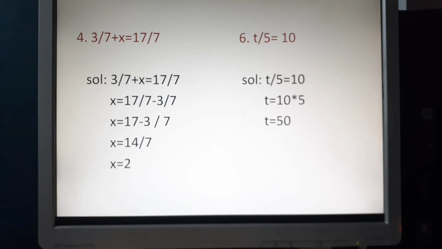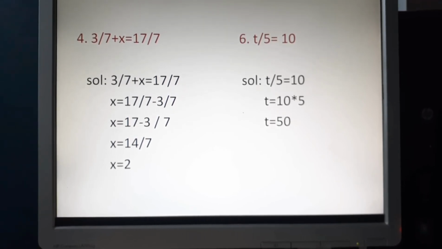If you want to check the answer, put t is equal to 50 in the left hand side of the equation. 50 divided by 5 is equal to 10. Left hand side as well as right hand side both are same. So, t is equal to 50 is the right answer.